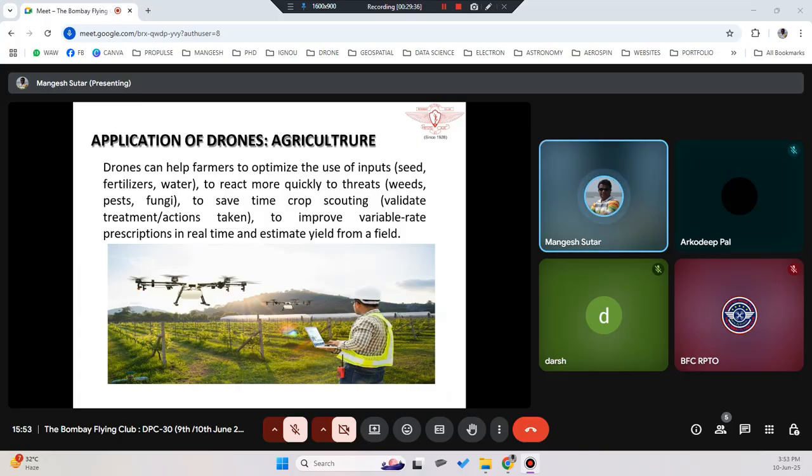Okay, so now the application of drones. In agriculture, drones can help farmers optimize the use of inputs: seed, fertilizer, water. If you use drones extensively in your day-to-day requirement, it can give you better inputs. You can react more quickly to threats like weed, pest, or fungi, save time on crop scouting, validate the treatment action taken, improve the variable rate prescription in real time, and estimate the yield from a field.